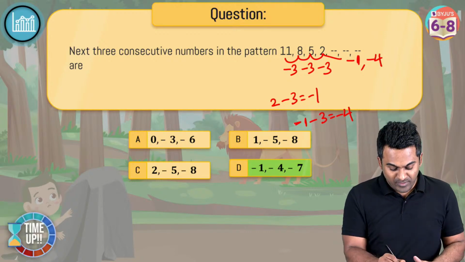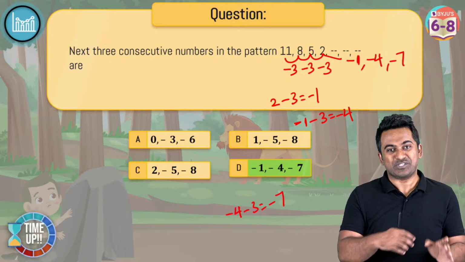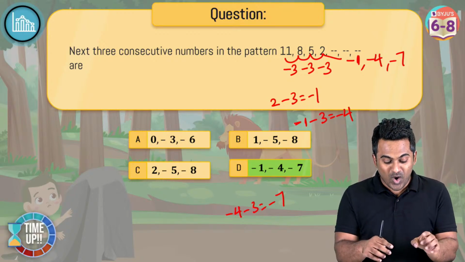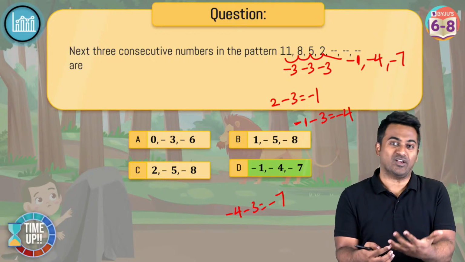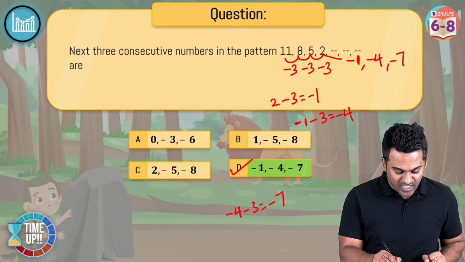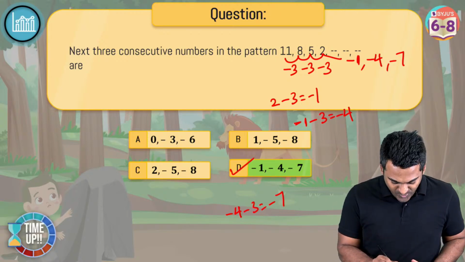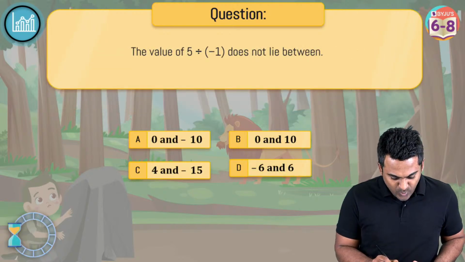Again, the same pattern will repeat. Minus 4, minus 3, giving you minus 7. So this is how the sequence is going on. 3 is being subtracted from the preceding number to get the next number. And that's the reason why the answer to this is going to be option D. I'm sure this is understood now. Okay, moving on to the next question.